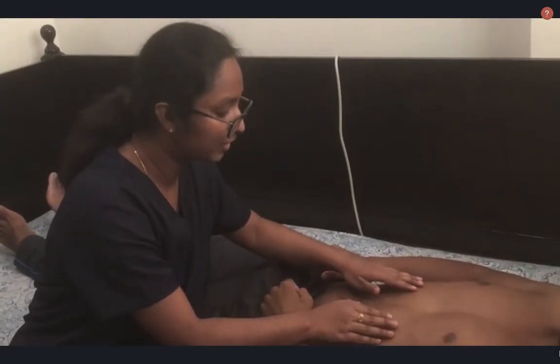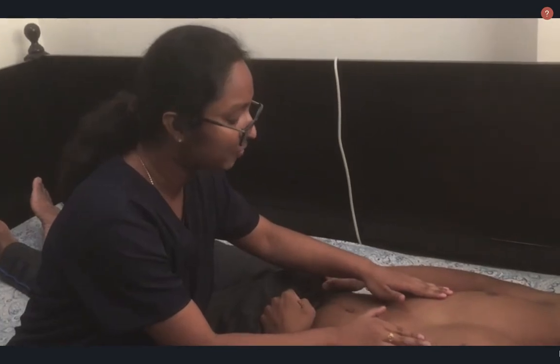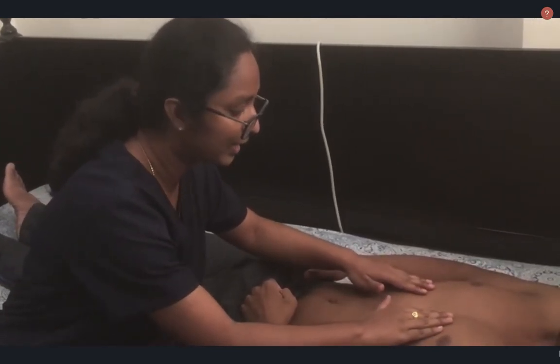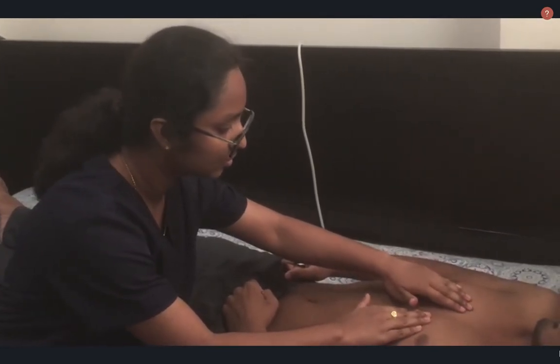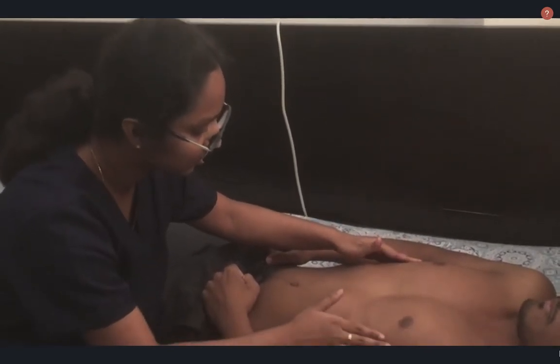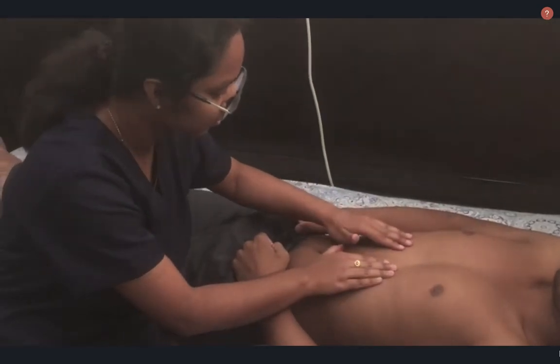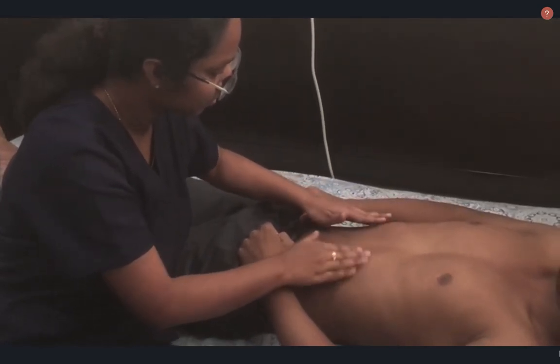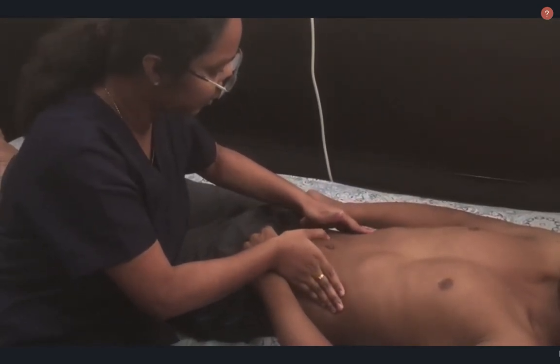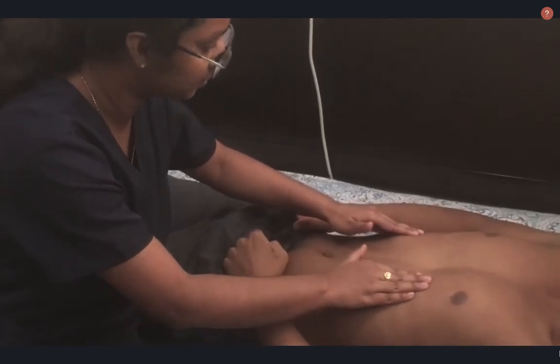Now, after that, palpate for any tenderness, any pain on the thorax. Sham, tell me if there is pain anywhere. Check for any tenderness.